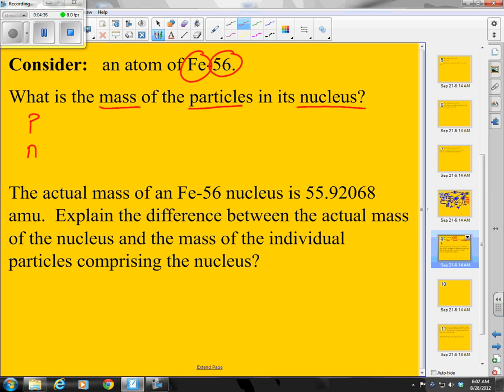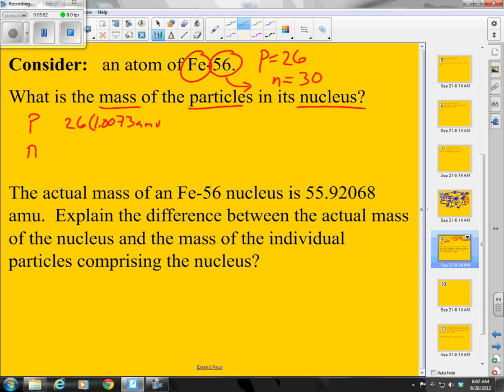When I look on the periodic table, I see that iron has an atomic number of 26. So that means it has 26 protons. If it has 26 protons and the mass number is 56, it must have 30 neutrons. Okay, so let's figure out the mass. I have 26 protons times what?